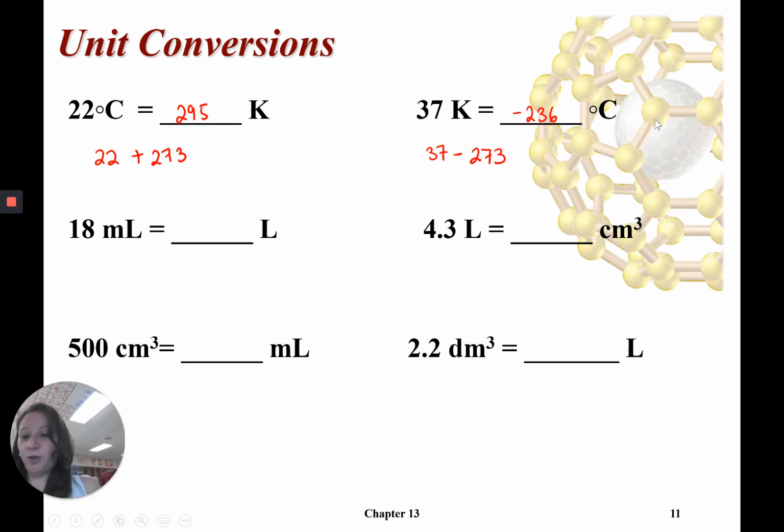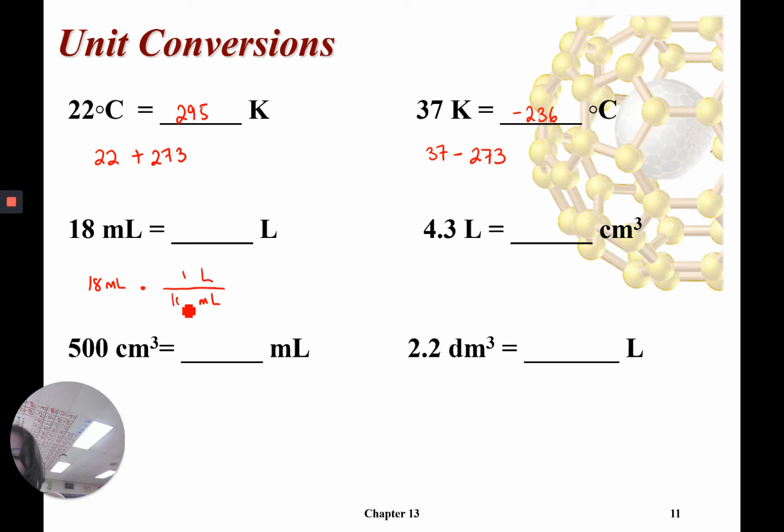Let's look at volume units. So going from milliliters to liters. So if I had milliliters, I'd do a conversion factor. On the bottom, I put milliliters. On top, I put liters. 1 liter is 1,000 mils. And so it's 0.018 liters.